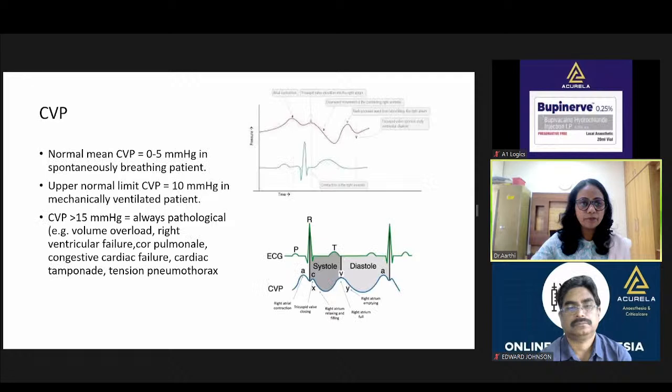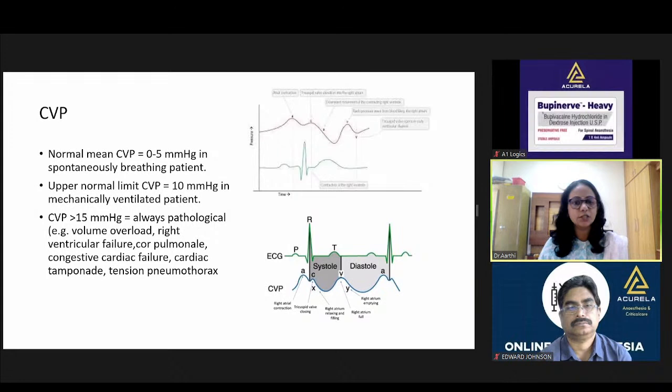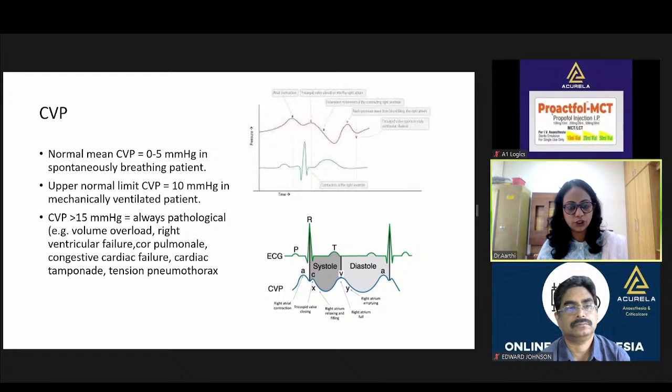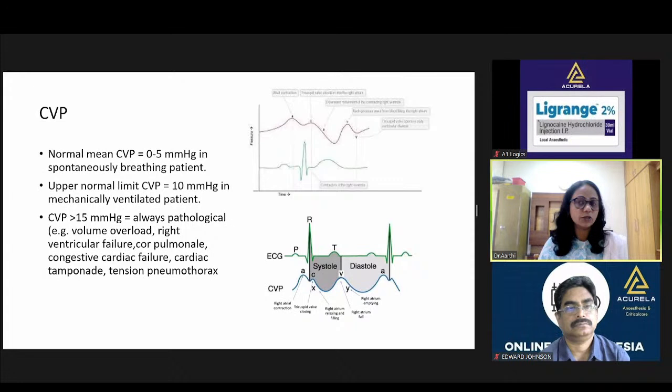So normal central venous pressure is around 0 to 5 millimeters of mercury in spontaneously breathing patients, and the upper limit of normal would be 10 millimeters of mercury in mechanically ventilated patients. And a CVP of more than 15 millimeters is always pathological. It could be volume overload, right ventricular failure, or it could be secondary to cor pulmonale, congestive cardiac failure, or even due to tension pneumothorax.